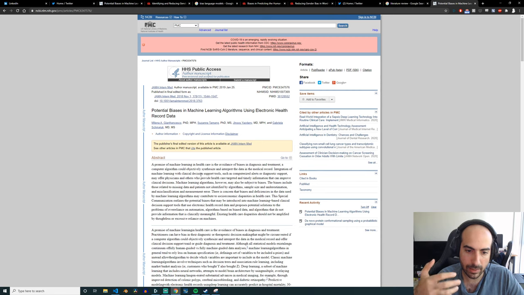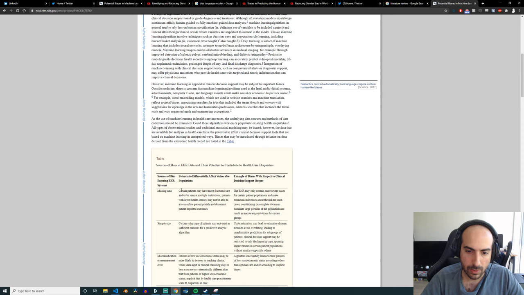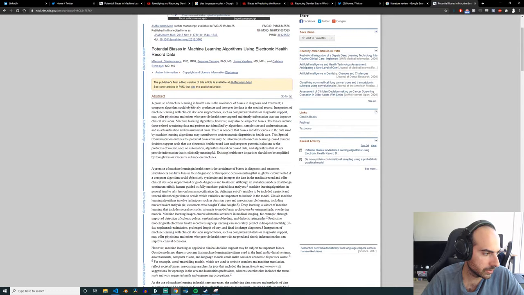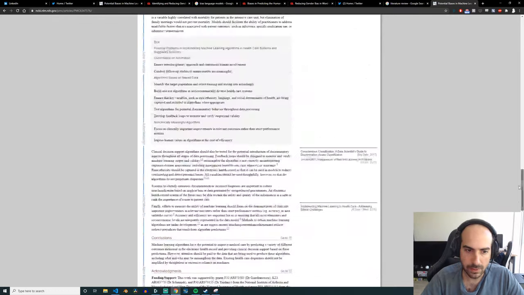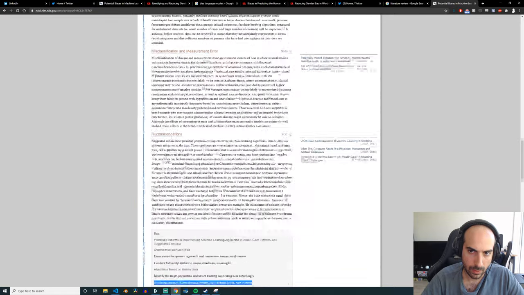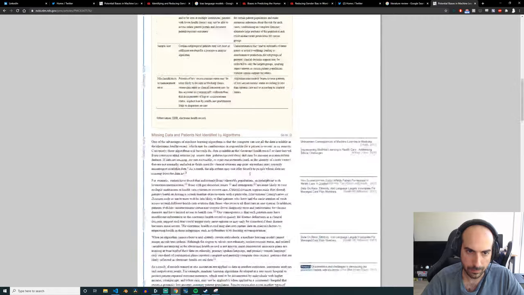So this special communication outlines the potential biases that may be introduced into machine learning-based clinical decision support tools that use electronic health record data, and proposes potential solutions to the problems of over-reliance on automation, algorithms based on biased data, and algorithms that do not provide information that is clinically meaningful. So far, none of this is different from the previous Booz Allen article that we saw. So let's see if this differs in any meaningful way. Okay, so let's look at this table.